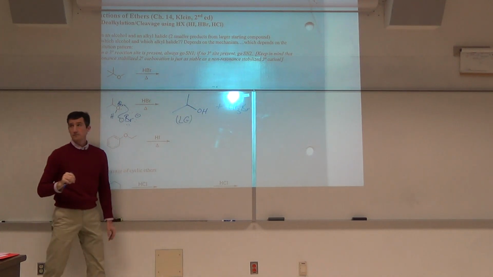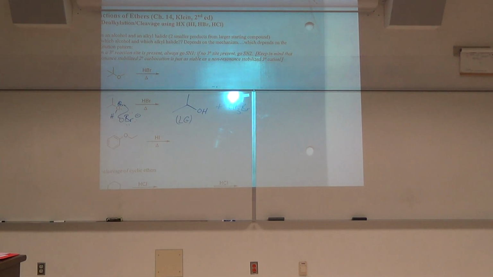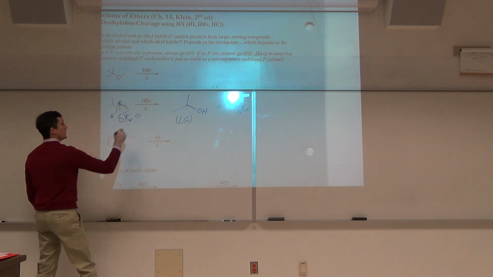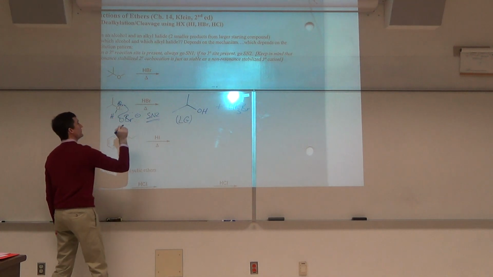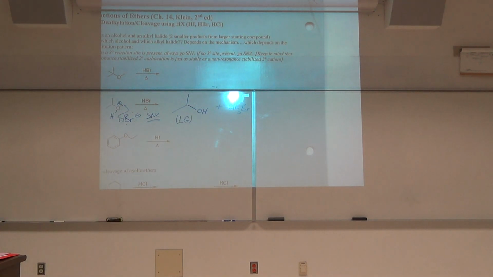How about your leaving group? Your leaving group is ultimately an alcohol after it leaves. So according to our rule, we did SN2 and we attacked the least sterically hindered carbon of the two choices. Questions about that?